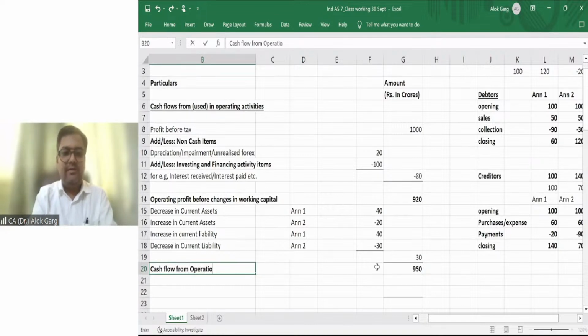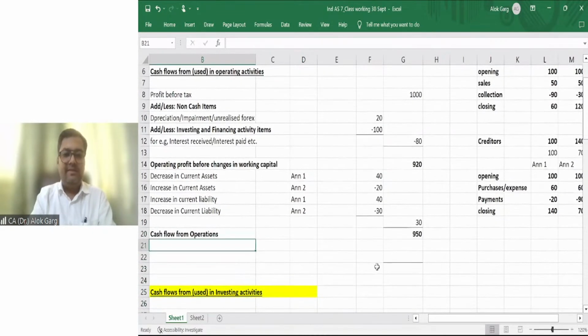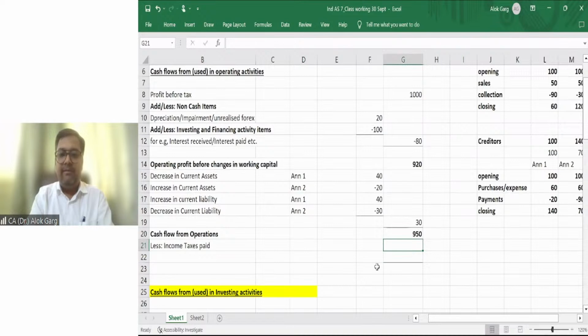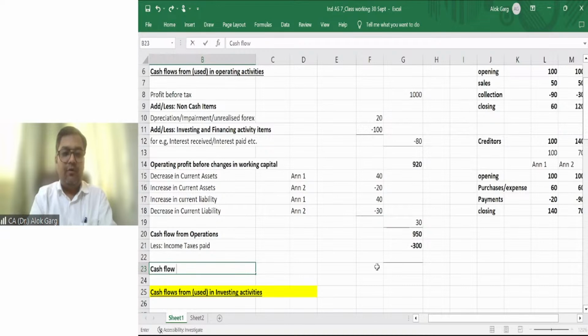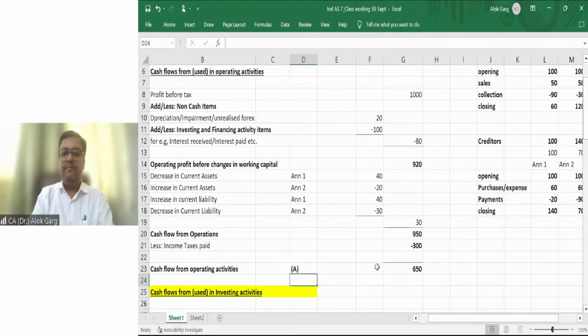And when you deduct less, income taxes paid, because you have started with your profit before tax, right? So now you have to deduct income taxes paid, actual paid, right? Income taxes paid. For example, let's say income tax paid is 300. So your net cash flow from operating activities is how much? 950 minus 300. So 650 is your cash flow from operating activities, right?